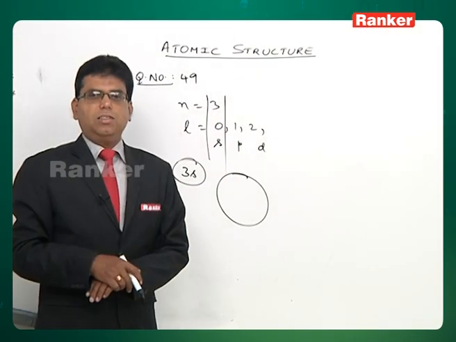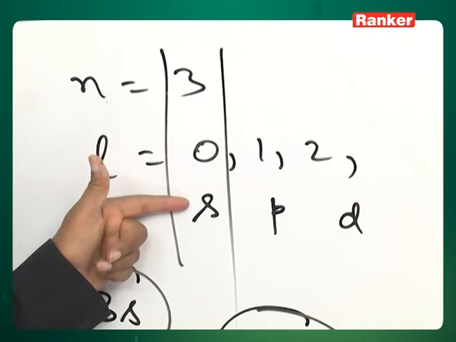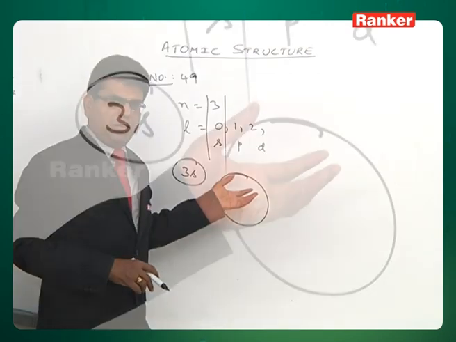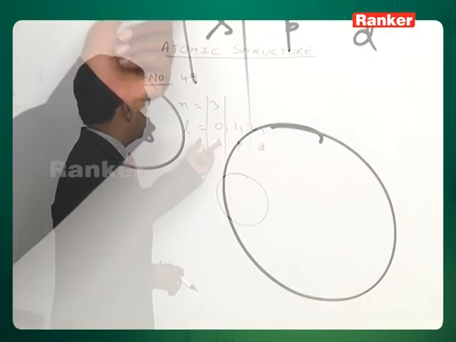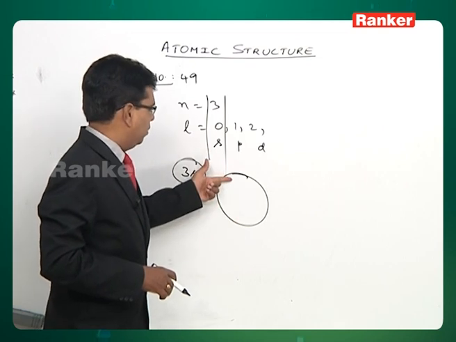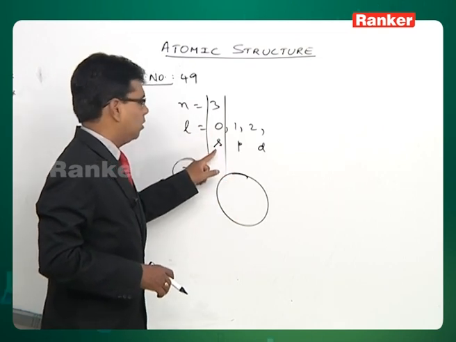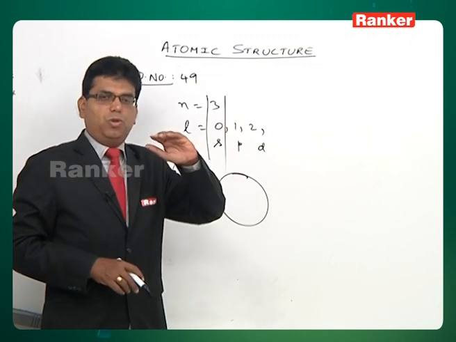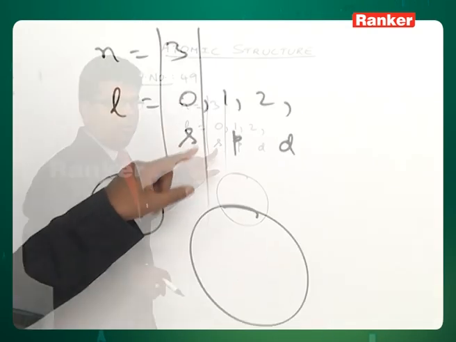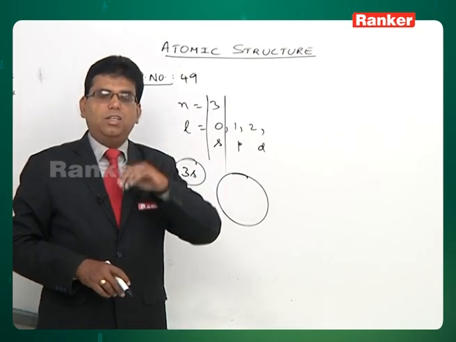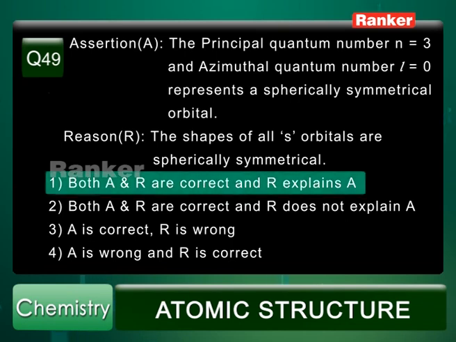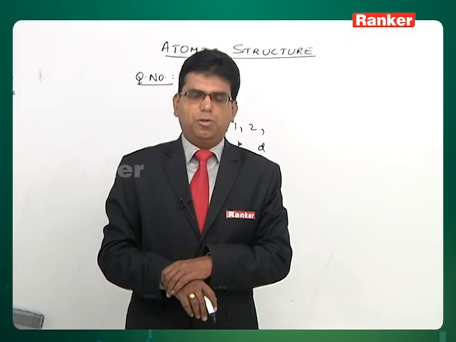So the assertion that the principal quantum number n is equal to 3 and l is equal to 0 represents the 3s orbital, that is, 3s is spherically symmetrical. Now, s orbital being spherically symmetrical is the reason it is given the value l equal to 0. So statement 1, the assertion, is correct, the reason is correct, and because it is spherically symmetrical, it has the value 0. So the reason is the correct explanation for the assertion. So the correct answer must be option 1, that is, both A and R are correct and R is the correct explanation of A. Now let's move on to question number 50.